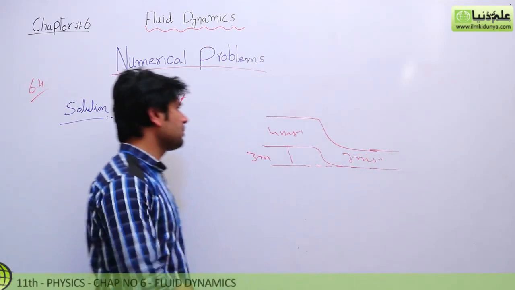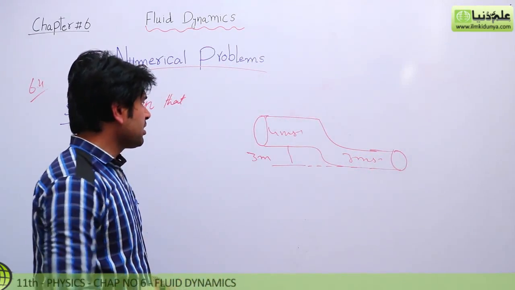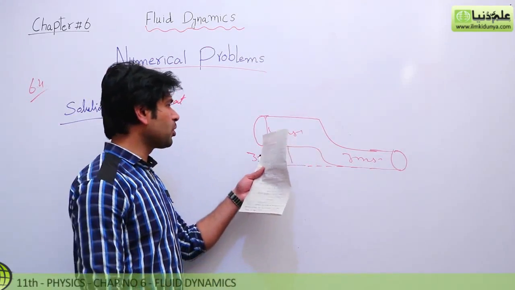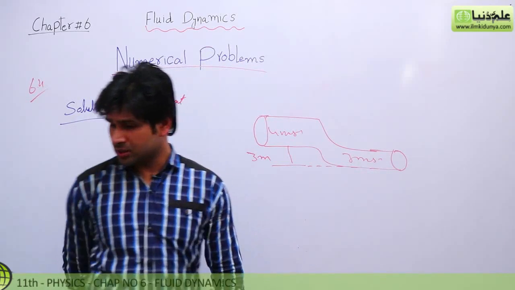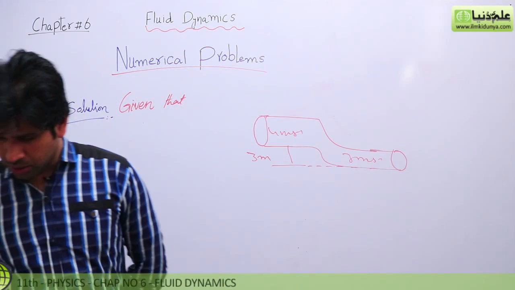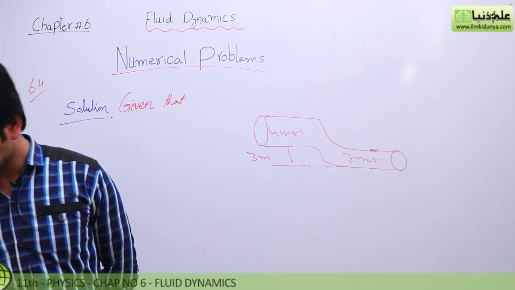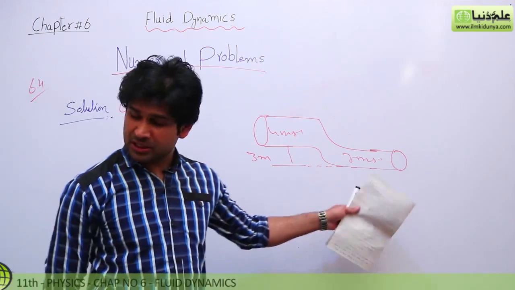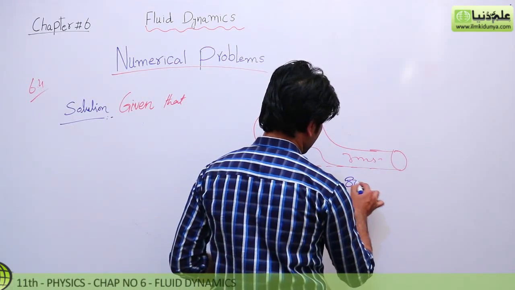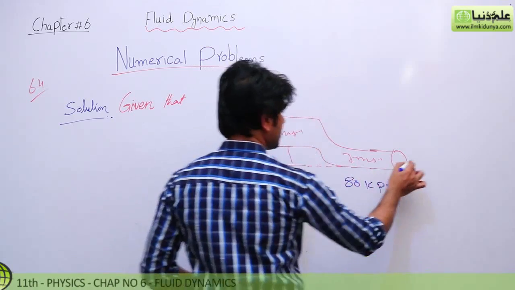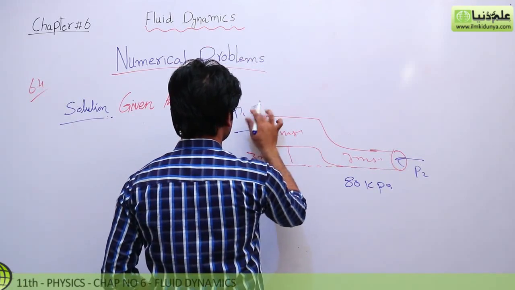Consider this a closed pipe system. The upper portion has a water flow speed of 4 meter per second, the lower end is 3 meter per second, and the height difference is 3 meters. So students, the pressure at the lower end is given as 80 kilopascal, which is P1, and we will have to find out the pressure P2.